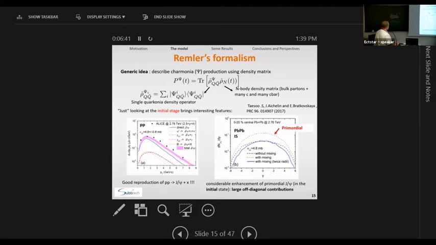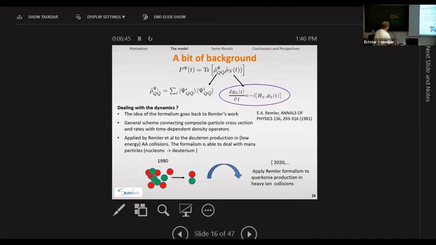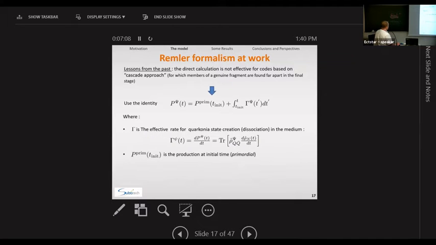So we wanted to build upon this idea, so build on the Remler formalism. And now the idea, of course, is that you insert the von Neumann equation here for the evolution of the n-body density, and you try to go with it as much as you can. This formalism, by the way, was applied in the 80s in order to predict the deuterium production in nucleus collisions. So first, a bit of formalism.